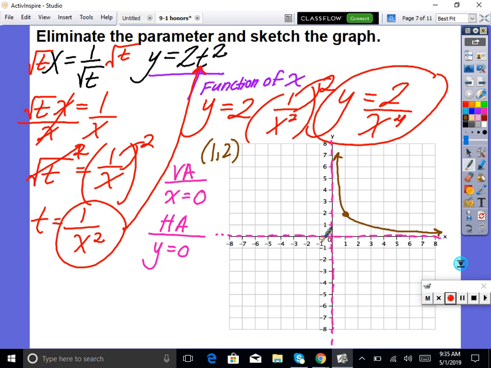Let's plug in negative 1. 2 over negative 1 to the 4th is positive 2. So don't we get negative 1, 2 again? Negative 1, up 2 units. Well, that must mean this is approaching this asymptote, and this is approaching this asymptote. All good? Done.